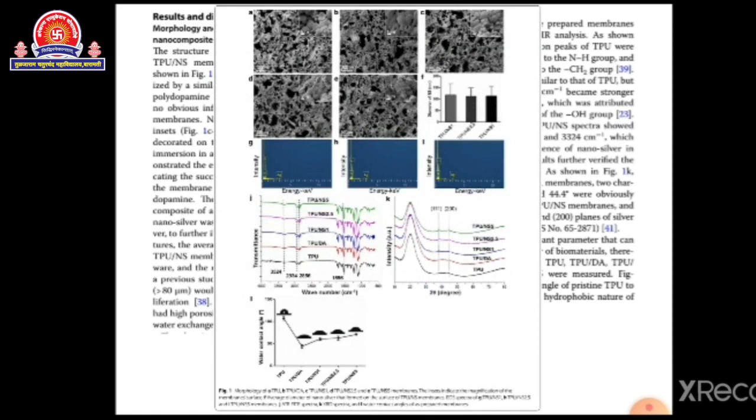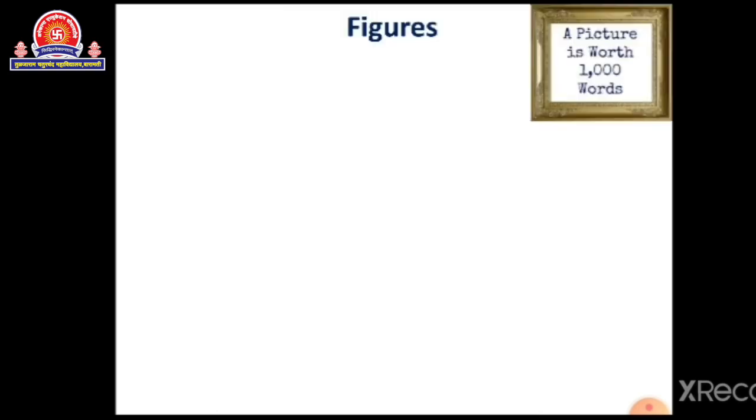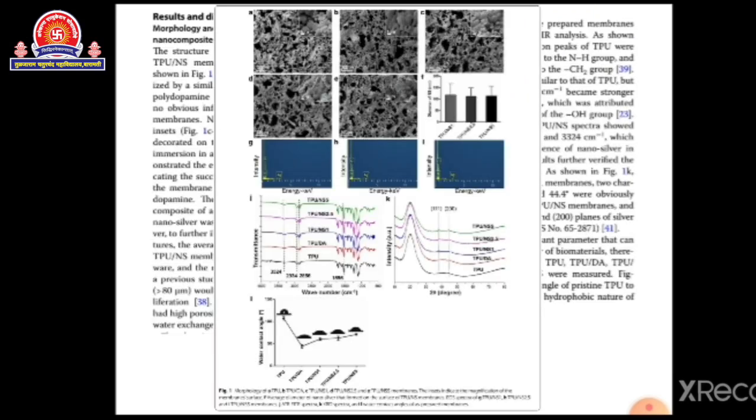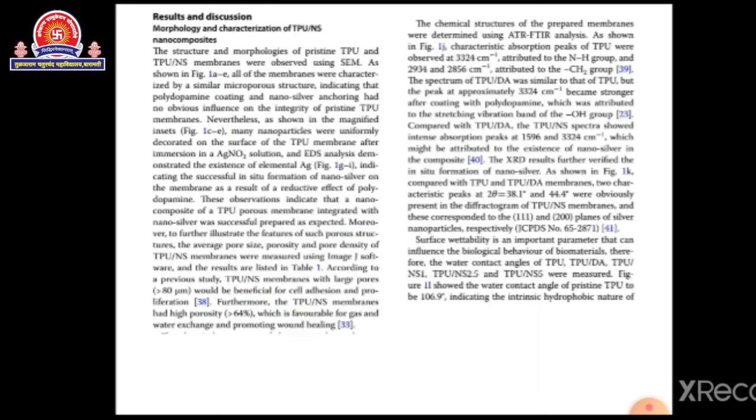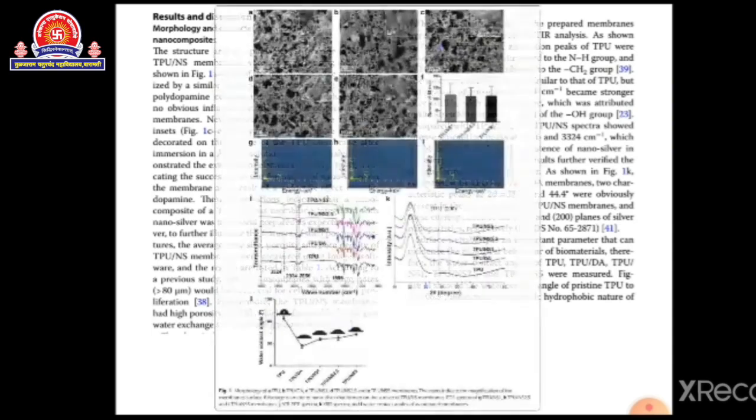Whatever you have written in the results section, that description should be reflected in the figures. These are the diagrams that show scanning electron micrographs. These are the images, photographs. You can see the graphs, the ups and downs, peaks. All this description you will find in the results section.